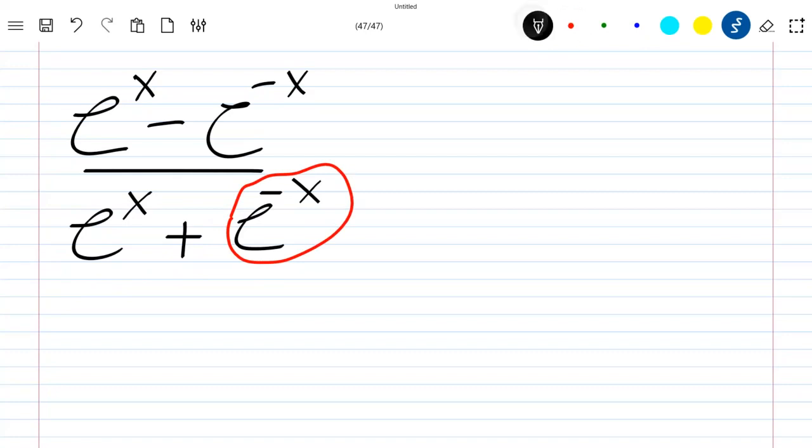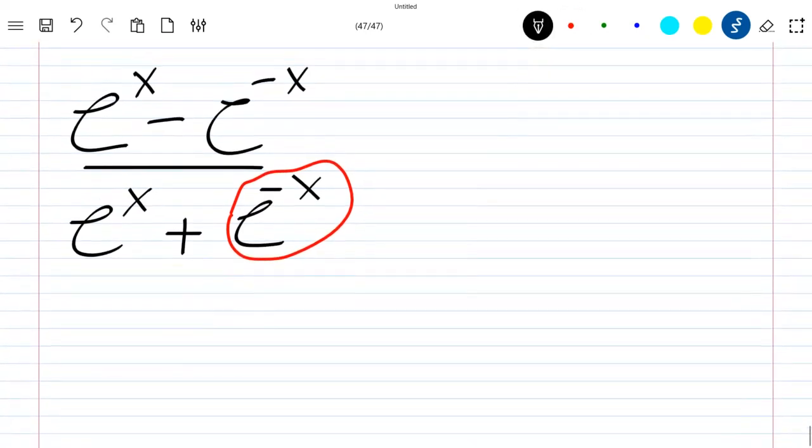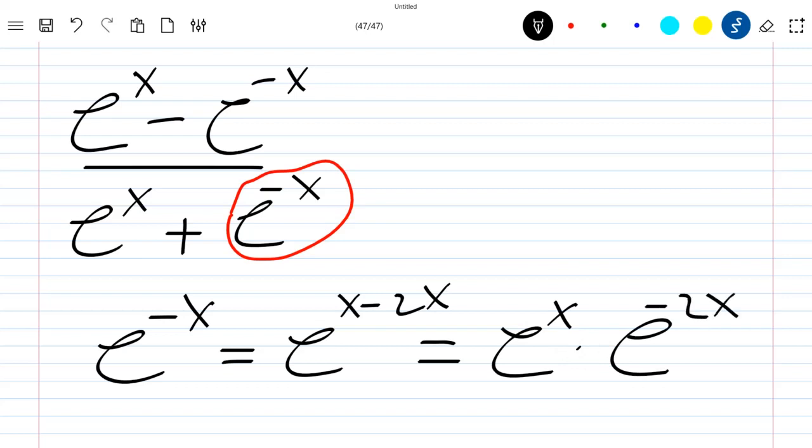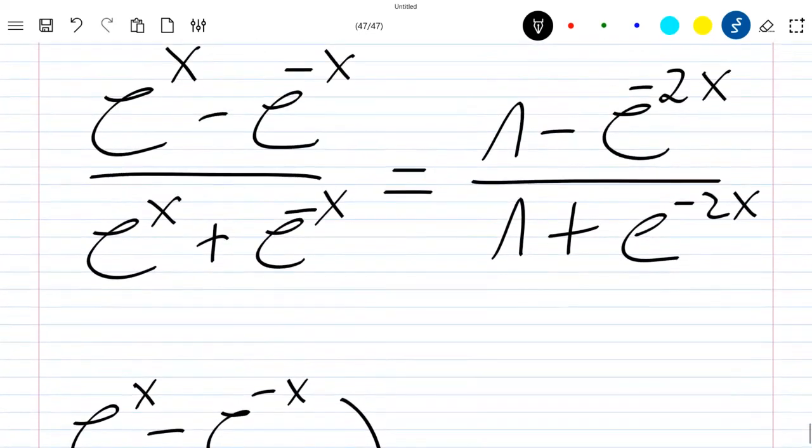So this exponential minus x can also be written as exponential x minus 2x. So we're using the property of exponentials: it is exponential x times exponential minus 2x. So we are just going to replace this value of exponential minus x inside this expression, and find this expression here. So let's just do it.